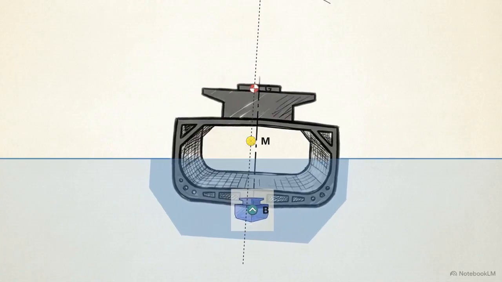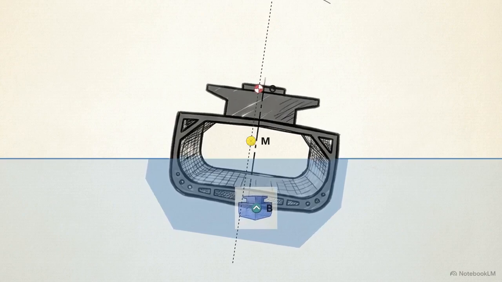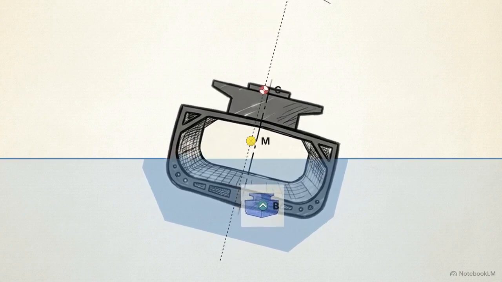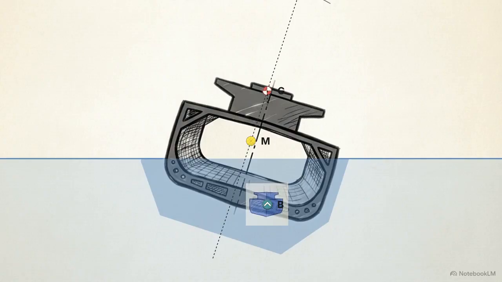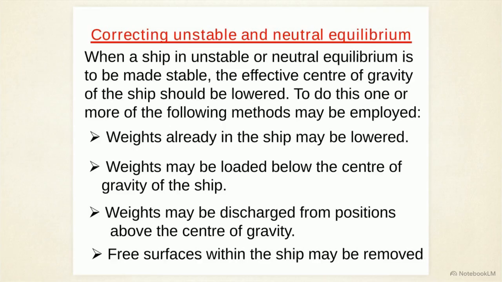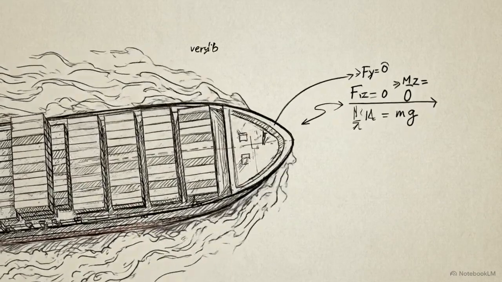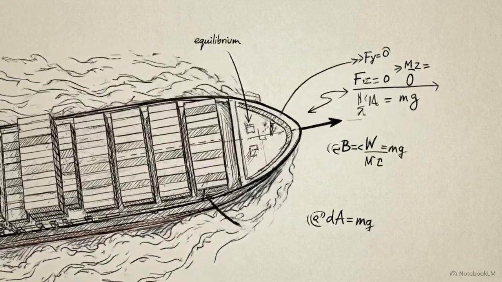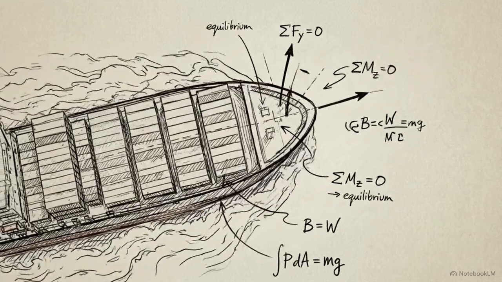The hull's deep tilt radically changes the underwater shape, forcing the center of buoyancy to swing far out toward the low side. The roll only stops when the buoyancy moves far enough outboard to align perfectly underneath the center of gravity, eliminating the capsizing moment. Correcting unstable equilibrium requires lowering the effective center of gravity, which can be achieved by lowering weights already on board, loading new weight below G, or discharging weight from above. Understanding the mathematical interplay of K, B, G, and M allows a mariner to diagnose a tender ship before it reaches a state of instability.